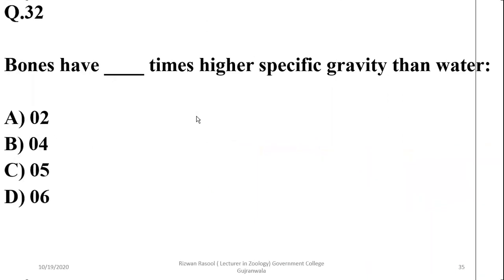Number 32, bones have dash times higher specific gravity than water. Specific gravity, you know, is the property, or it's the ratio of density of a substance to the density of water. And specific gravity value of the water is 1, but bones, they're having twice the density as compared with the water. So right option is alpha.